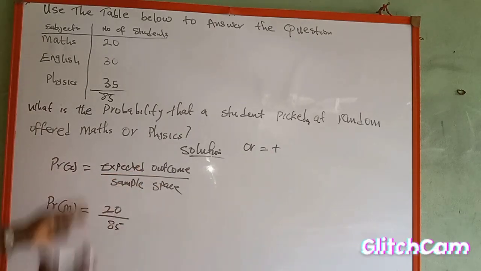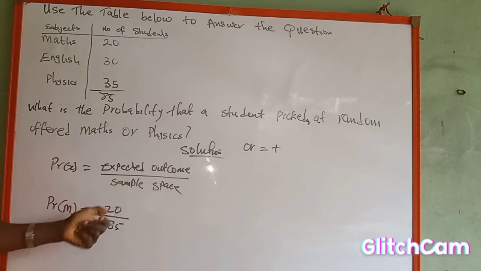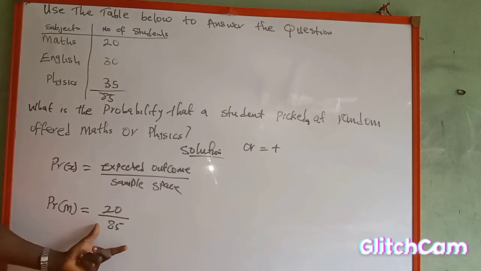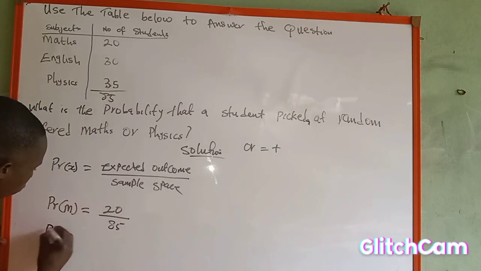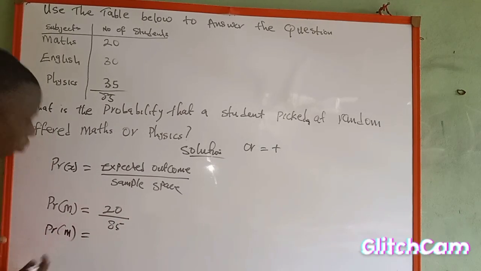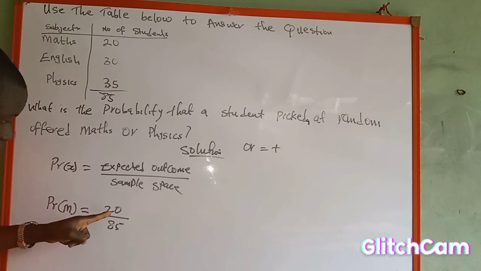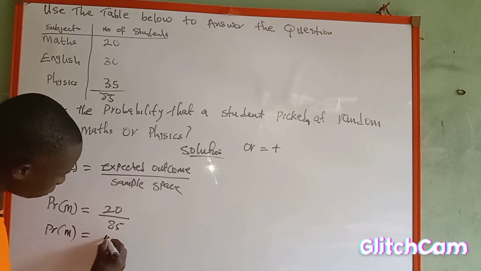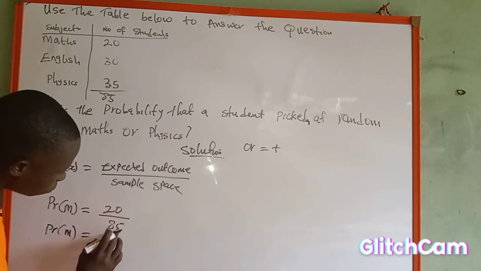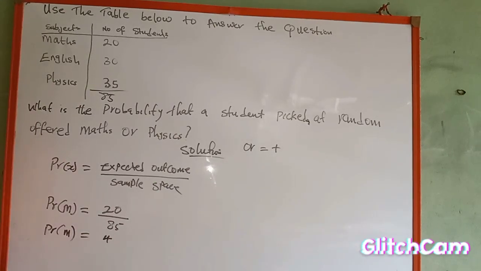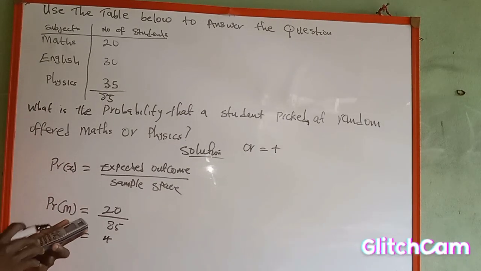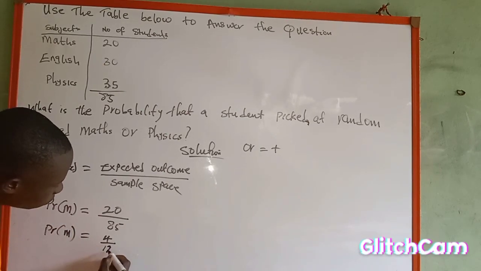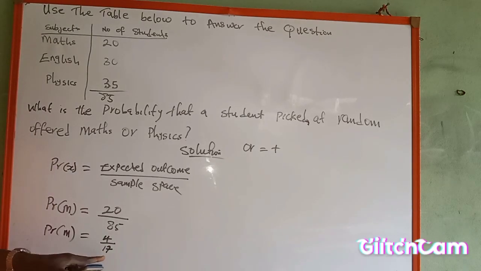The expected outcome from the experiment in mathematics is 20, and the sample space is the total number of students, which is 85. So I can still reduce this fraction. I can say probability of mathematics is equal to, 5 can go into 20 4 times. Then 5 can also go into 85, 17 times. So this is the probability of maths.